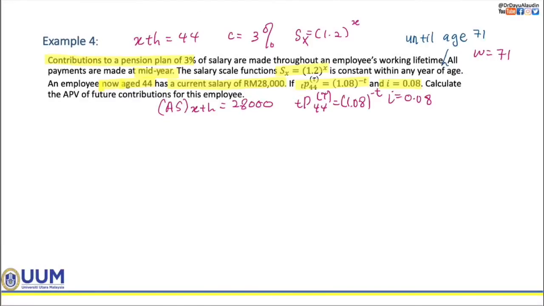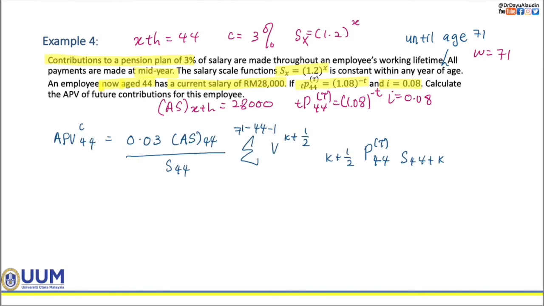So now we take the information given. So x plus h, the current age, is 44. The contribution c is 3%. And the scale function is 1.2 to the power of x, t p x tau, and i is equal to 0.08. And the annual salary at current year is 28,000. And omega is equal to 71. So we use this formula.